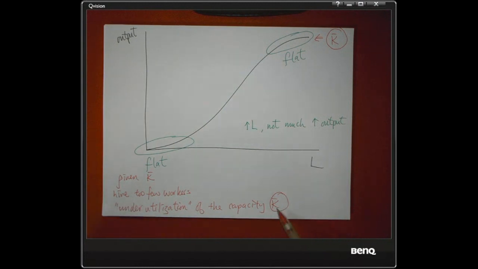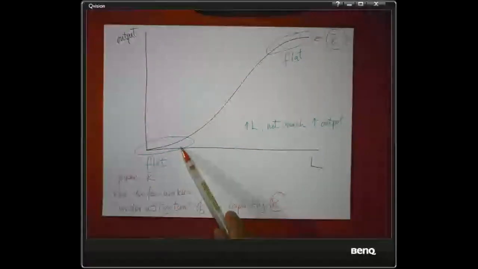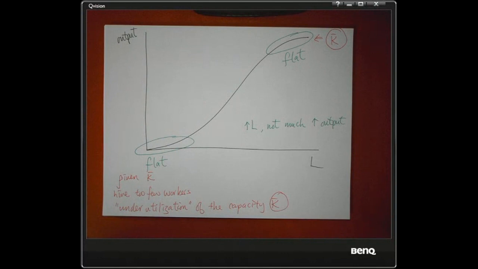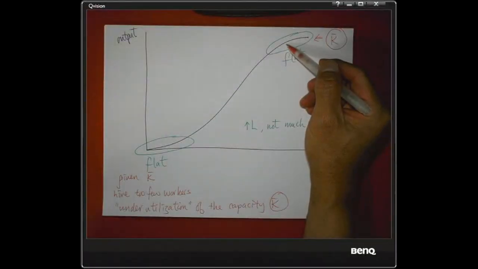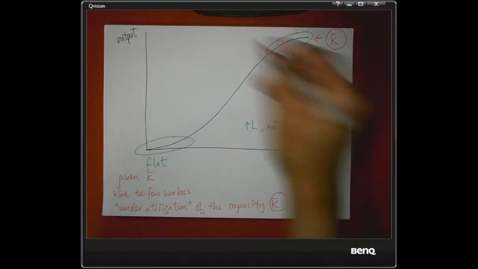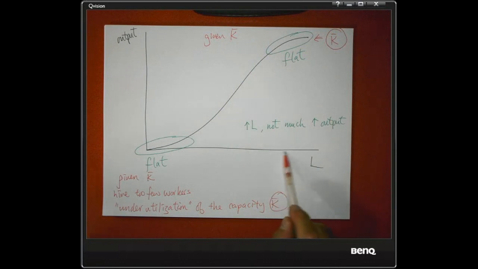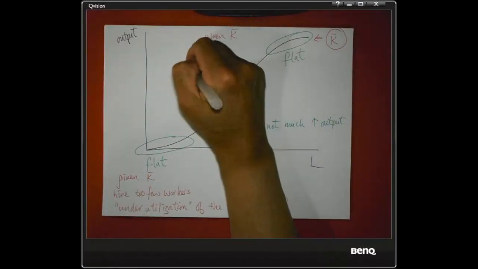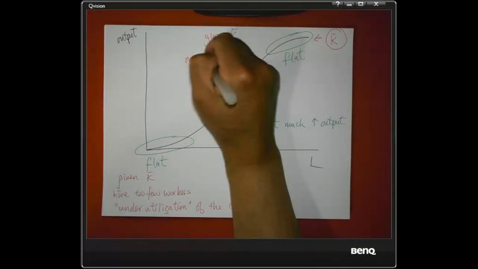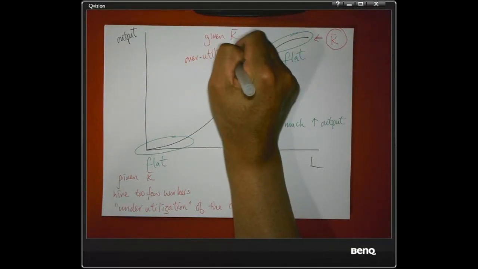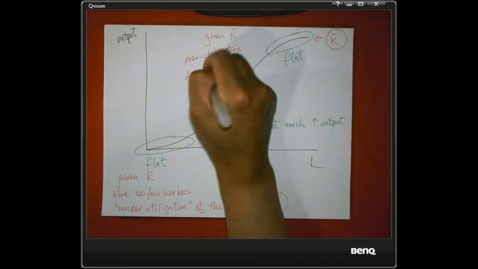So if you have 100 machines and you only hire 5 or 6 workers, then you underutilize the capacity of the factory. And therefore, the output would not be rising fast. The opposite is true here. For this given size, given capacity, if you hire too many workers, then you overutilize the capacity.